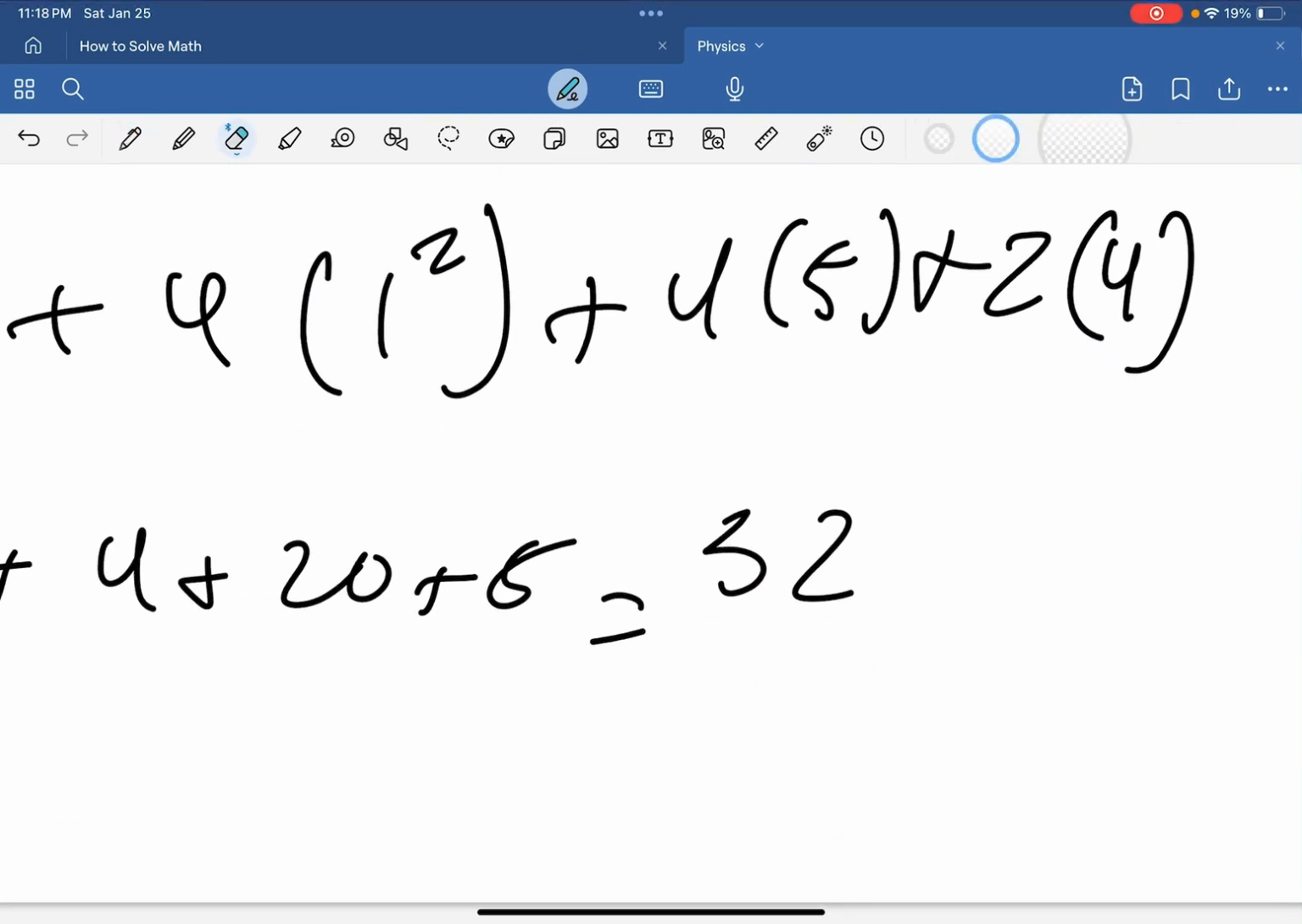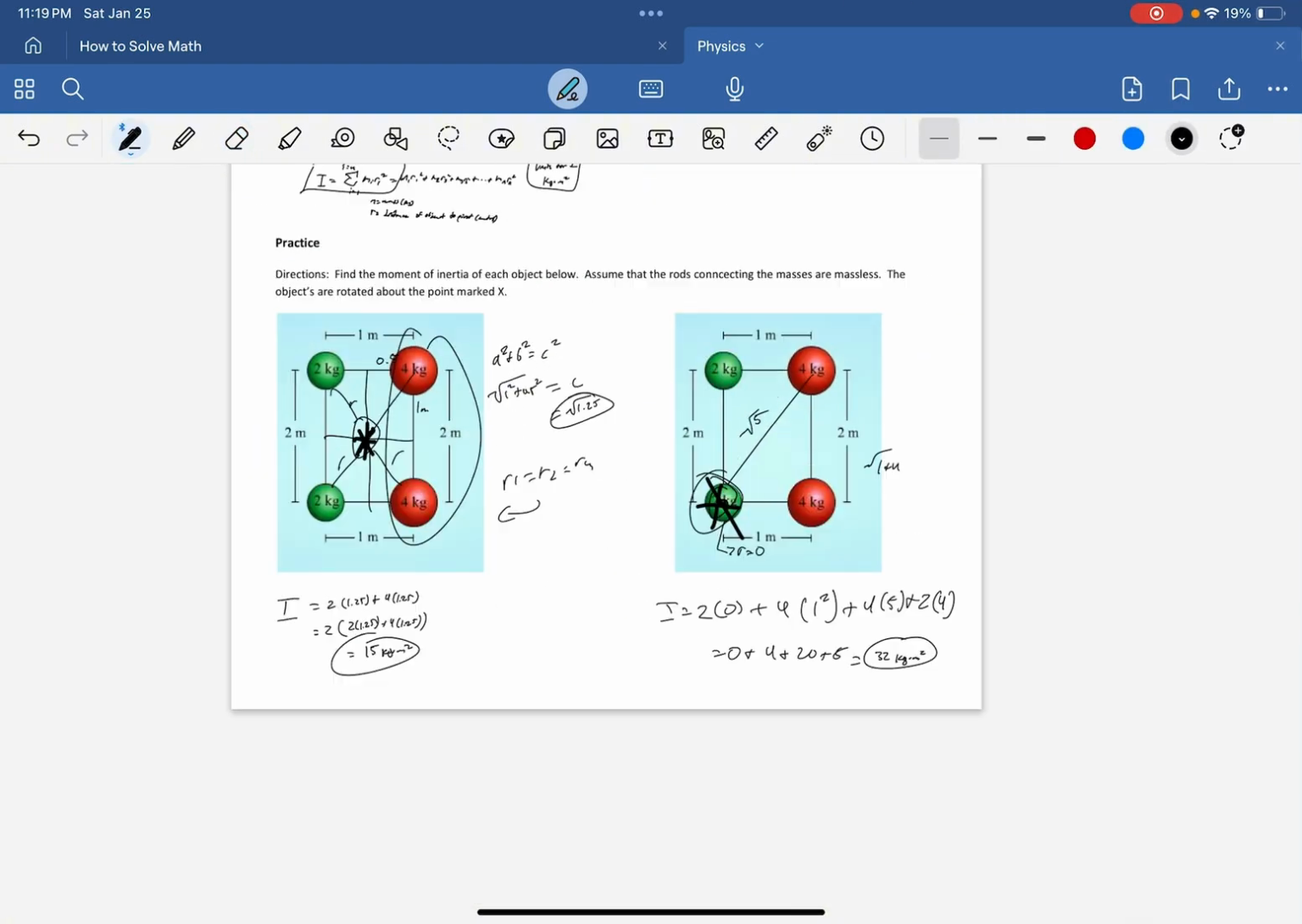That kind of looks like a 5. Let me fix this. 32 kilograms per meter squared. Nice job, you did it.